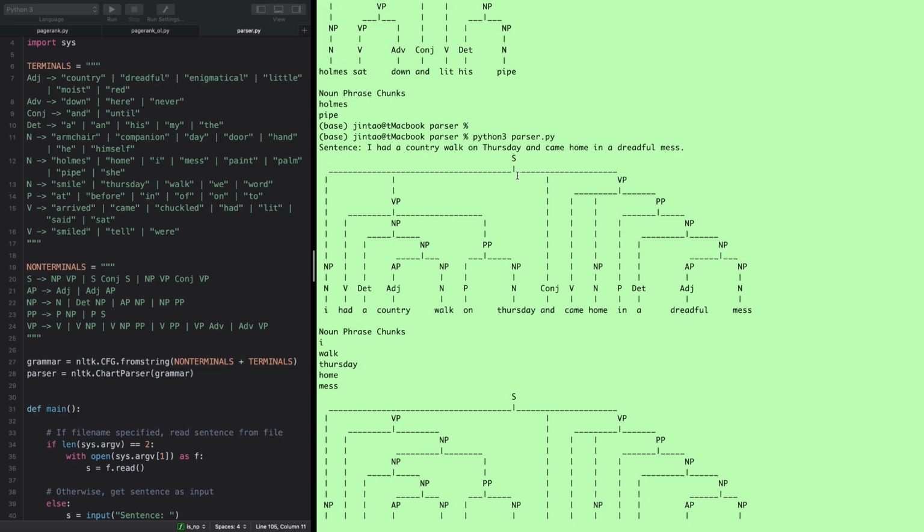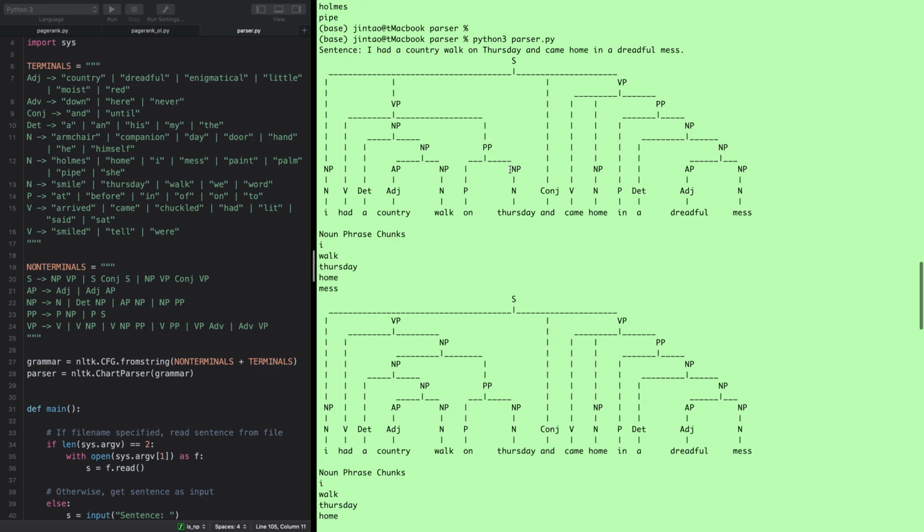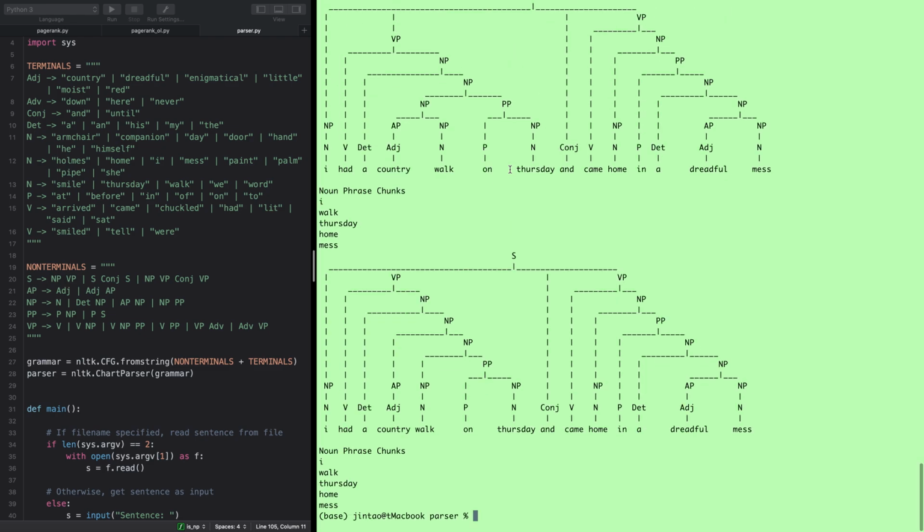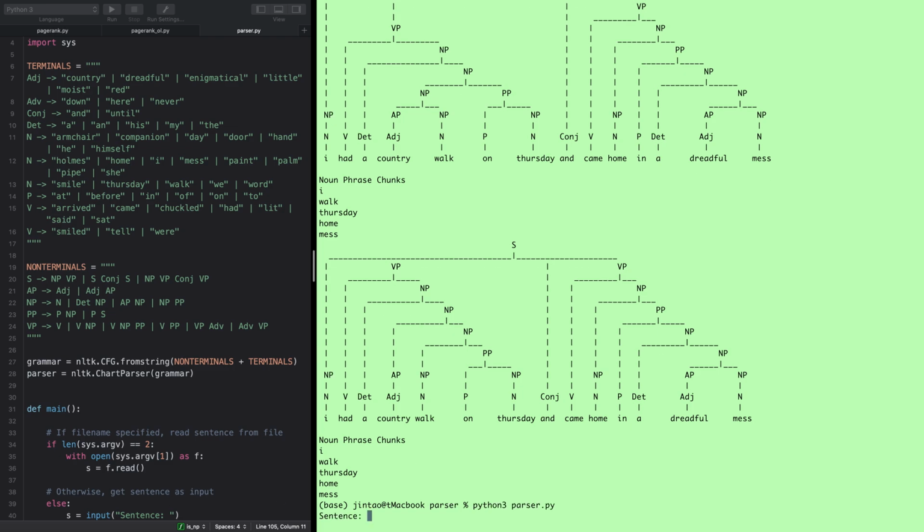Like here, I had a country walk on Thursday. Is it that I walk on this Thursday, or that the country walks on Thursday? For people, we understand it can only be the person walking, but for the computer, this is ambiguous. This is not clear. So that's the reason why it will give us all the possible combinations to make up the sentence here. Okay, let's try the final one.